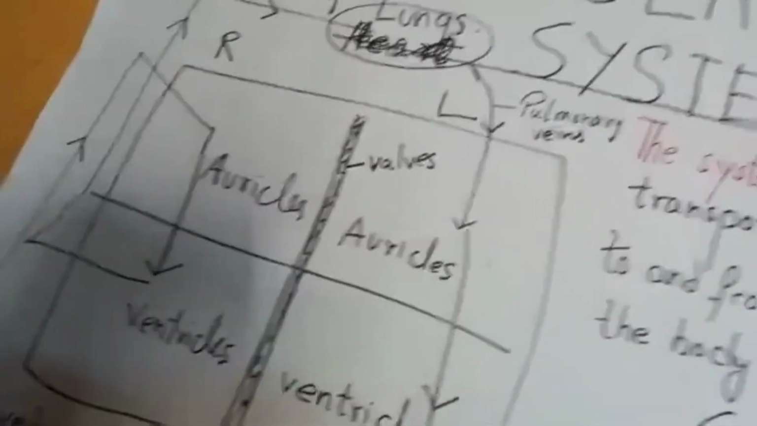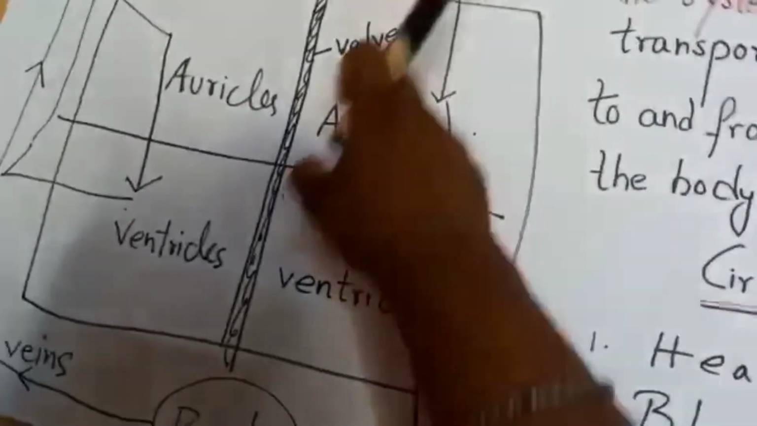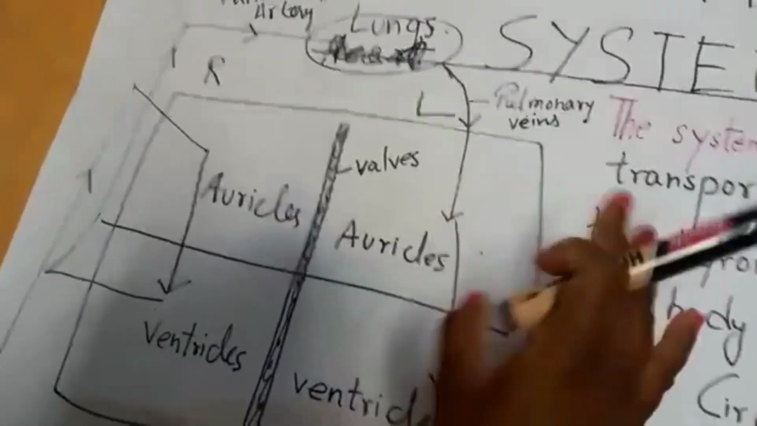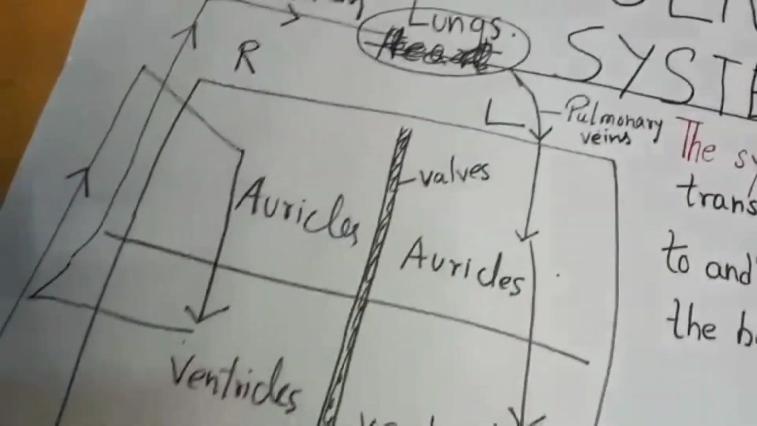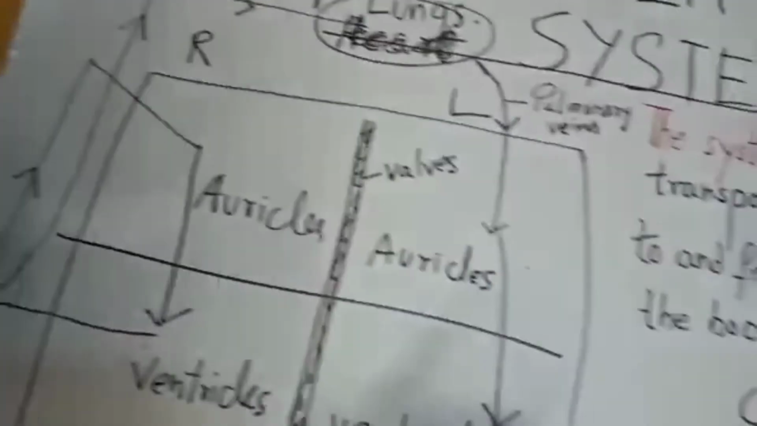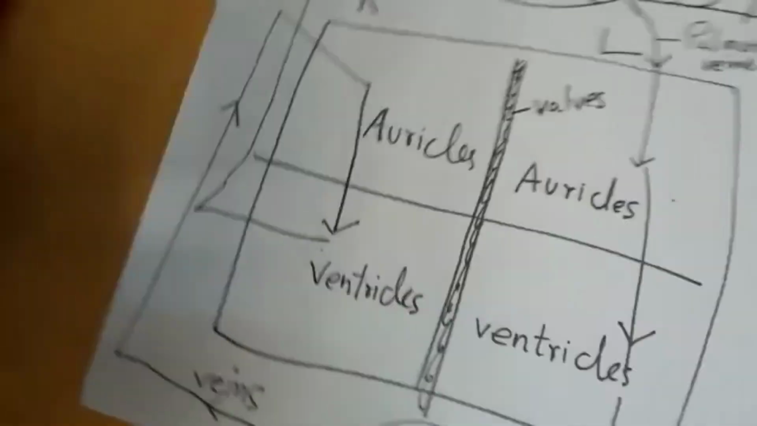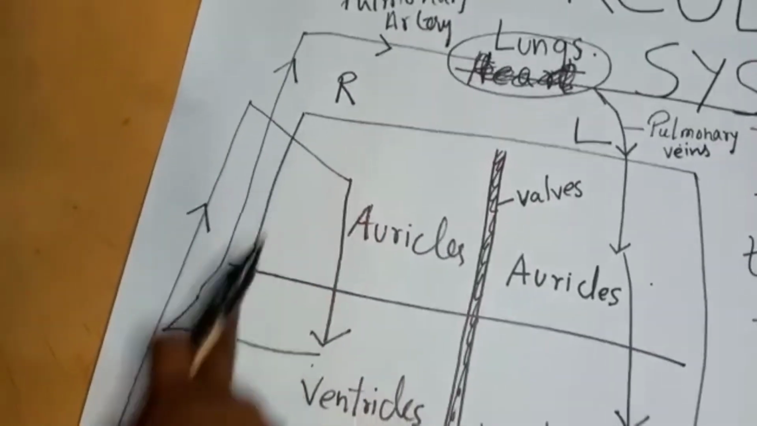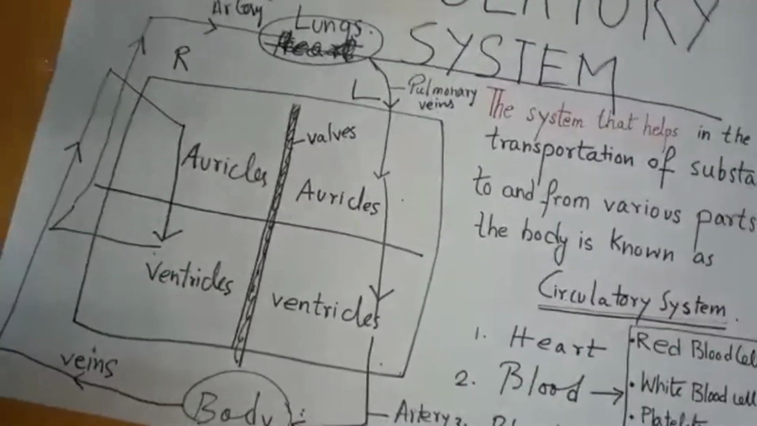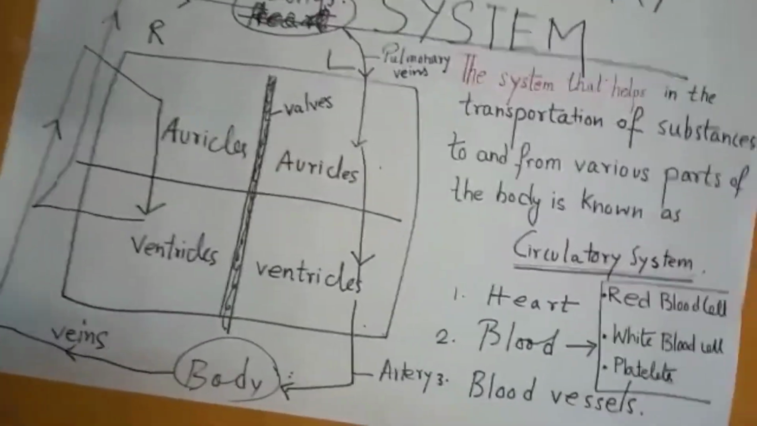Okay, so this side, the left side, like our right, it will be the left side when we are in front of a copy or in front of a board. It will be the left side, and this is the right side. So the left side is for the oxygenated blood, and the right side is for the deoxygenated blood. Okay, so again I am just recapping.